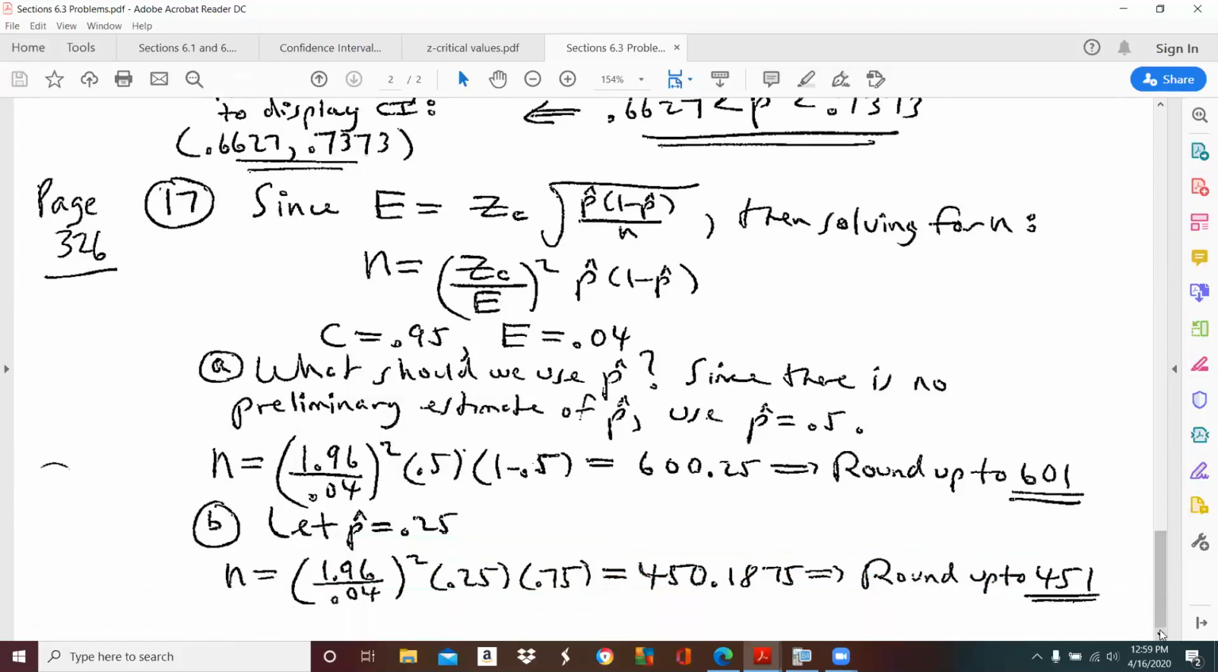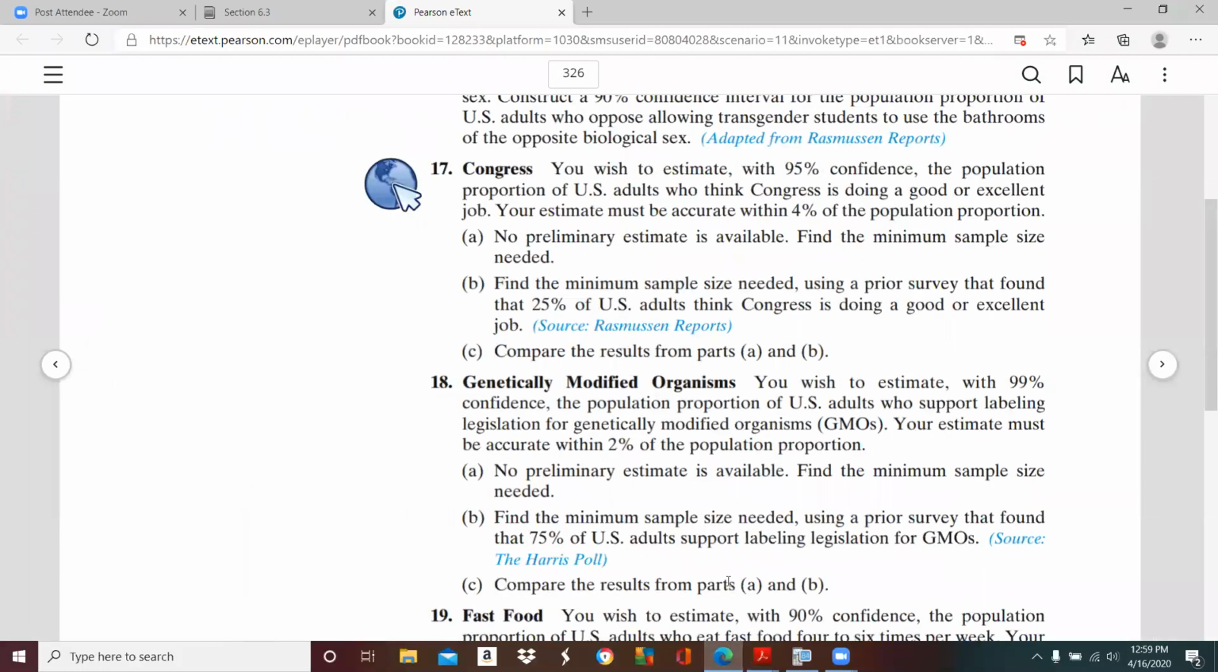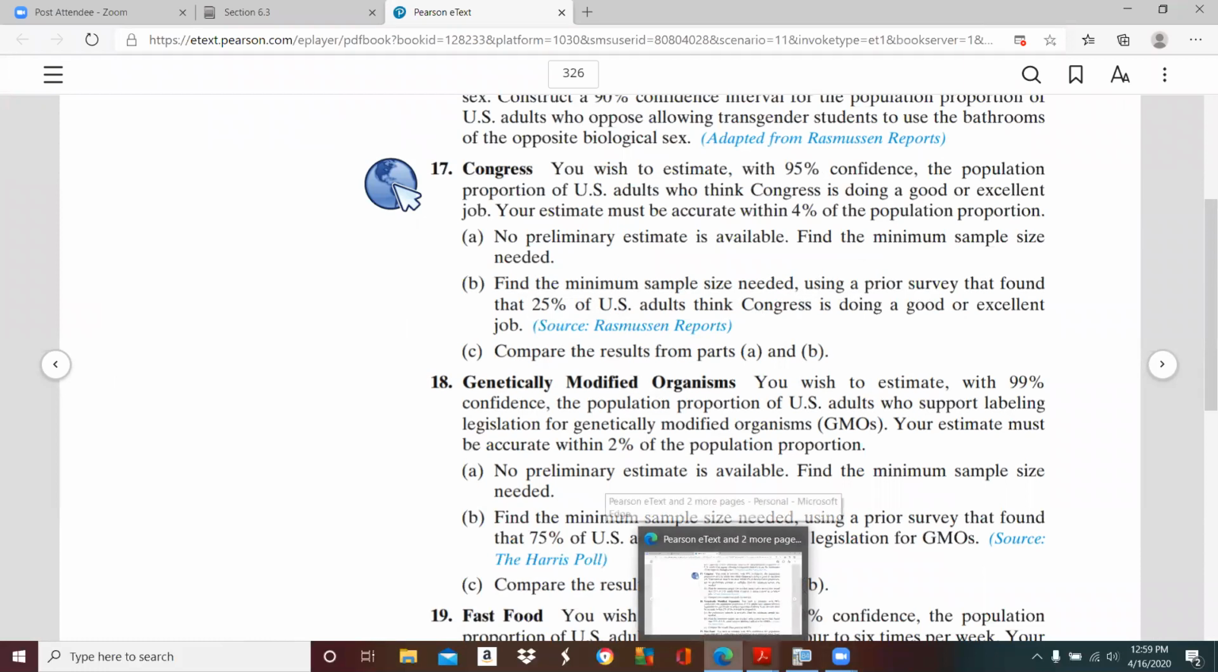Okay. Now, what if, let's go to part B, the second part here. Find the minimum sample size needed using a prior survey that found that 25% of US adults think Congress is doing a good or excellent job. So that's going to be our estimate for p hat. It's from my previous study, a previous survey. So we're going to use that number as our p hat to find the minimum sample size.